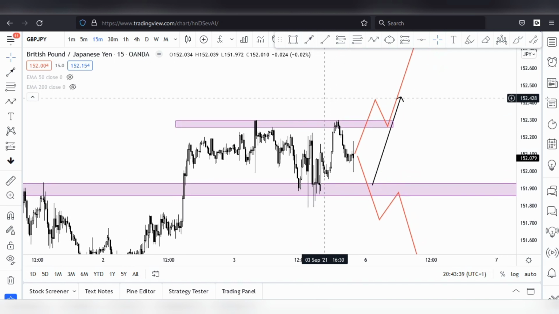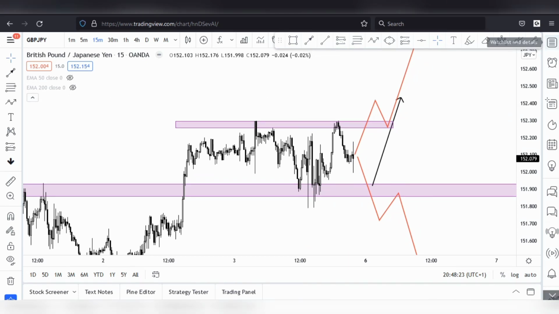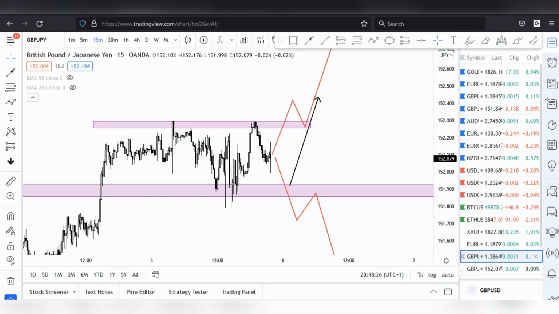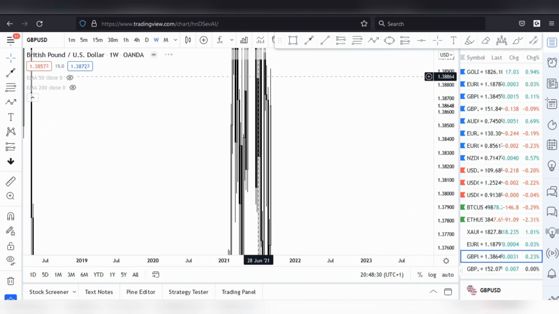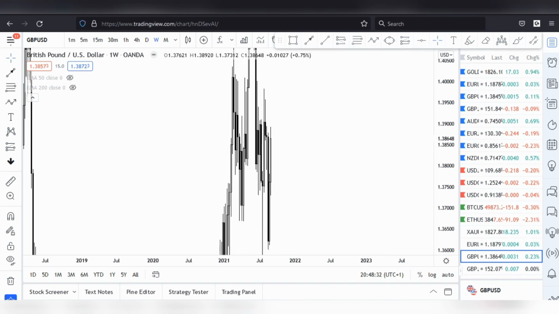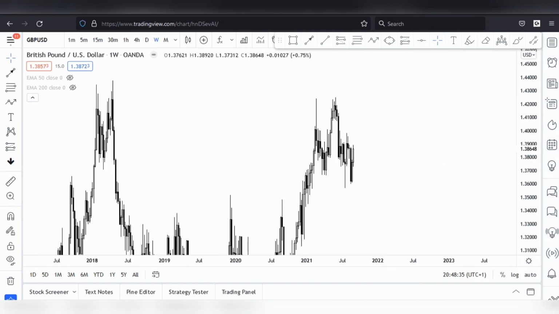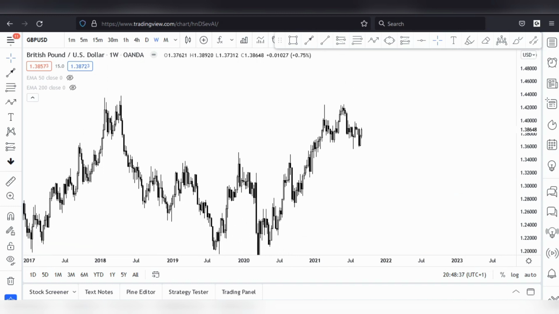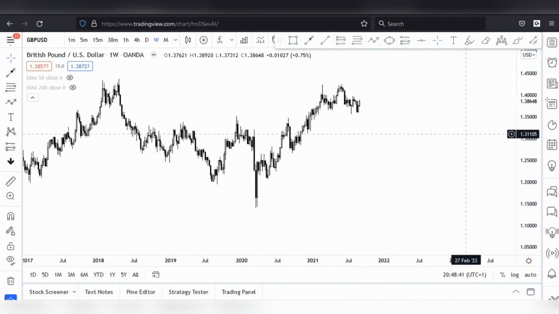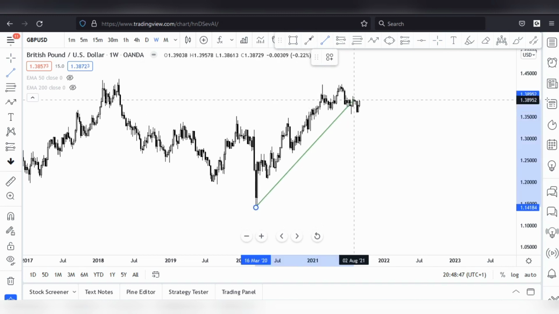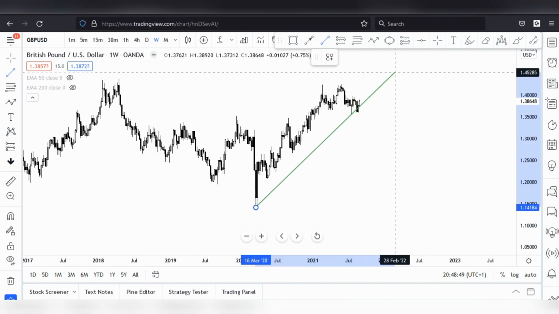Next, I'll be talking about GBP USD. So for GBP USD, again, we'll be going through from the weekly time frame. Okay. So on the weekly time frame, first of all, just like we did for the GBP JPY, we're going to identify the trend, and as you can see, it's an uptrend.